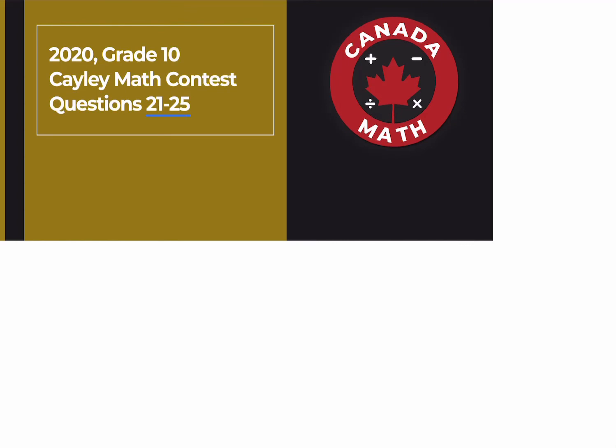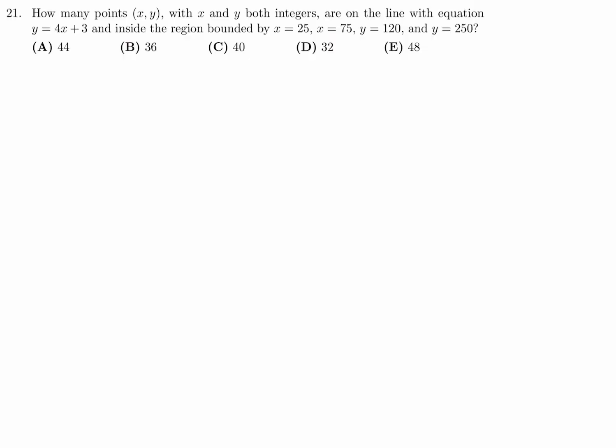Questions 21 through 25 on the 2020 Grade 10 Cayley Math Contest. How many points xy with x and y both integers are on the line with equation y equals 4x plus 3 and inside the region bounded by x equals 25, x equals 75, y equals 120, y equals 250? So we have a line somewhere, and we've got to basically find integer solutions.